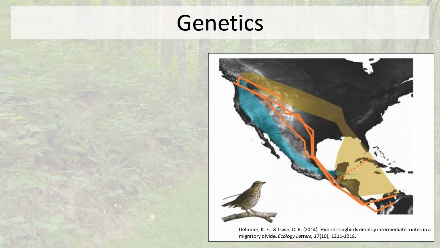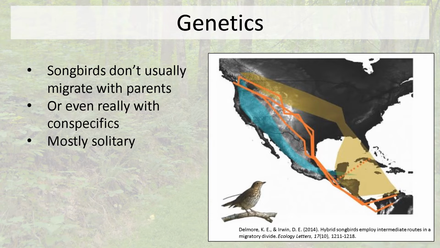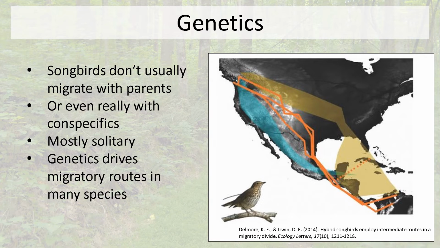Of course, there's also genetics. Songbirds, as we've discussed, usually don't migrate with their parents. They're usually migrating solo in the dead of night. Once in a while, they'll be flocked up with a couple others of their species, but it's usually a solitary endeavor.